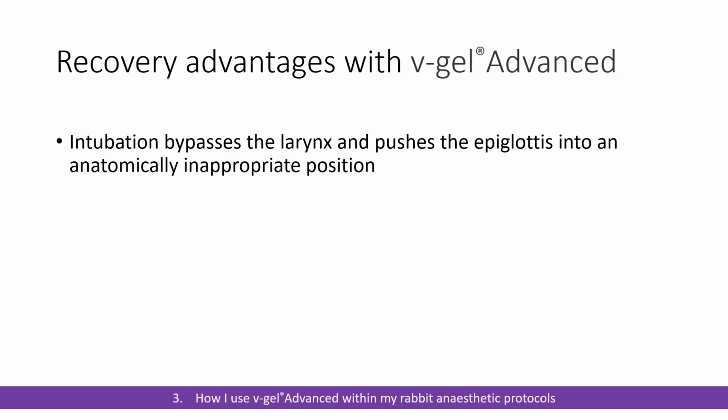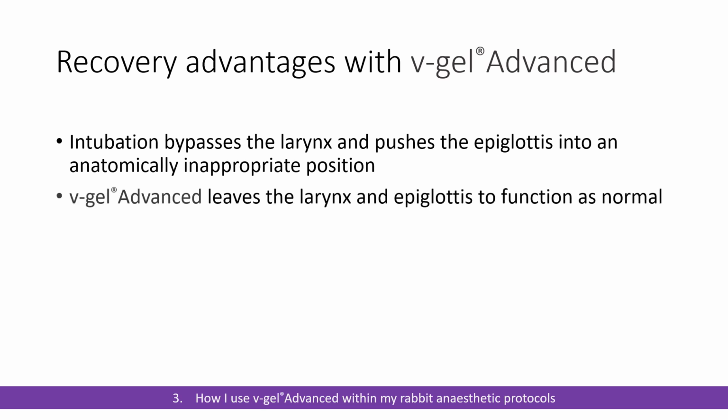The advantages that you've got with the v-gel advanced, well, it's as we were discussing before. Intubation is bypassing the larynx, the epiglottis is being pushed ventrally onto the floor of the pharynx, and in recovery your larynx and epiglottis needs to return to a normal function, which takes a little bit of time. V-gel advanced is letting those arytenoid cartilages work as they normally would. The epiglottis is functioning as normal, directing air like a gutter down into the trachea.